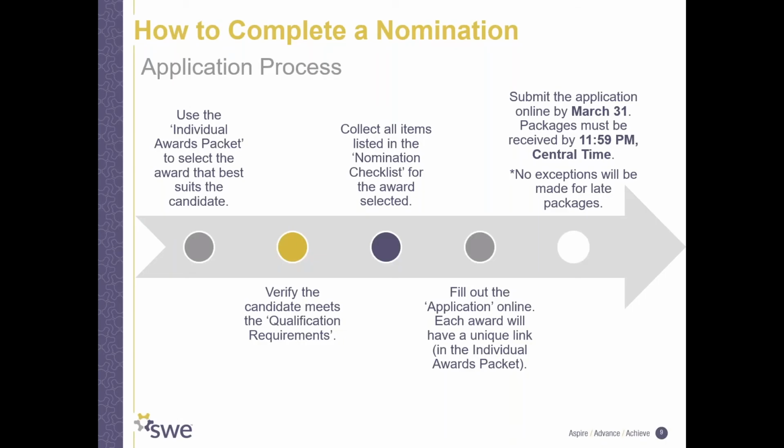All right, how to complete a nomination. First step is to access the individual awards packet, which we explained earlier, and select the award that best suits the candidate. Then verify the candidate meets all the qualification requirements. Select all items listed in the nomination checklist in the awards packet, and fill out the application online. Each award has a unique link that's listed in the individual awards packet. The final step is to submit the completed application by March 31st at 11:59 p.m. Central Time. There are no exceptions made for late packages out of fairness to all of our applicants.